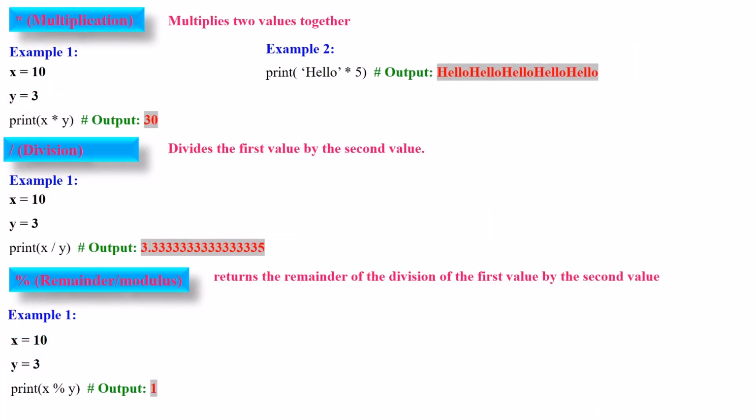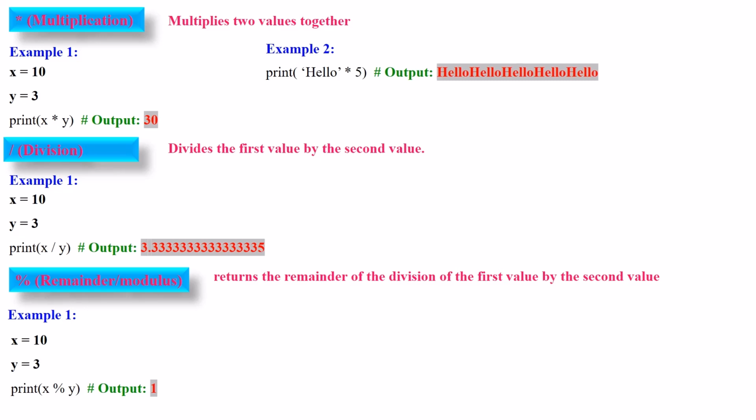The next arithmetic operator is multiplication, which multiplies two values together. In example 1 of multiplication, we multiply 10 and 3, resulting in 30. In example 2 of multiplication, we have string multiplication. Here, the string hello is multiplied by 5 using the asterisk operator. This operation results in the string being repeated 5 times, generating hello hello hello hello hello as output.